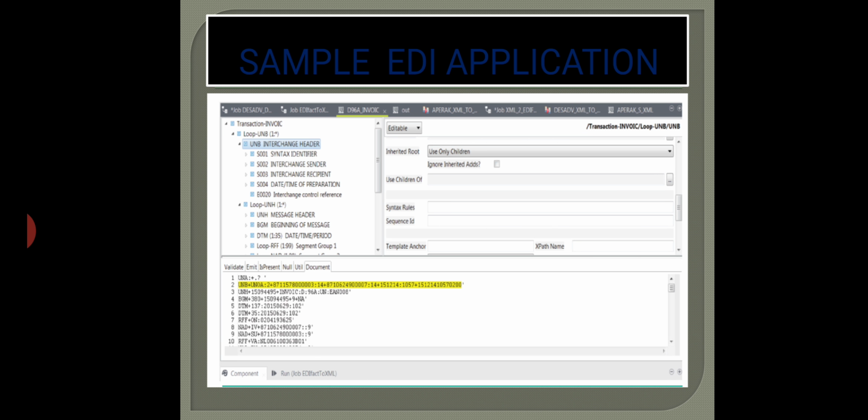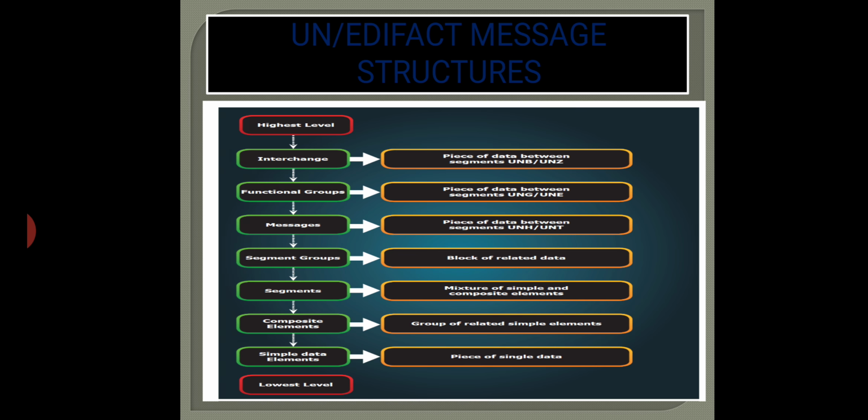So this is a sample EDI application. These are the UN/EDIFACT message structure levels. First is the highest level, the interchange. Interchange means the piece of data between segments UNB and UNZ. Next is the functional group, the piece of data between segments UNG and UNE.